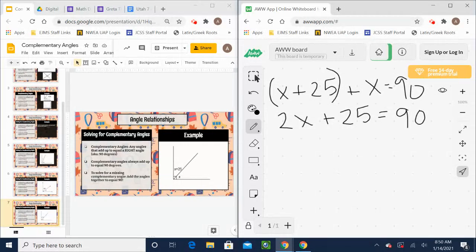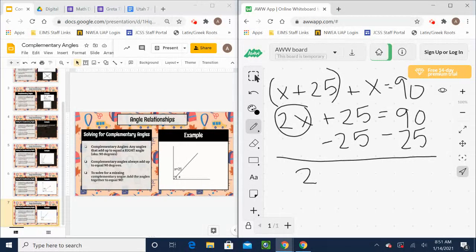Well, this should look familiar, you guys, because we know how to solve this. We are going to circle our variable, save that till last. I have plus 25 right here, so I want to get rid of that plus 25. Well, the opposite of addition is subtraction. So I'm going to subtract that out on both sides. So 2x equals 90 minus 25. Okay, well, 90 minus 25 equals 65.